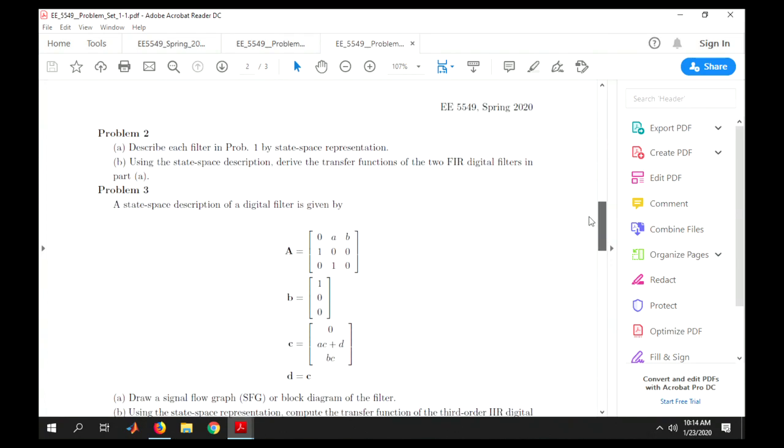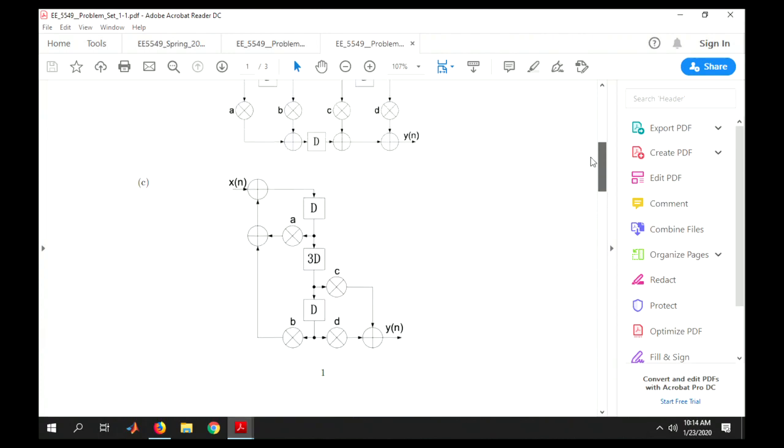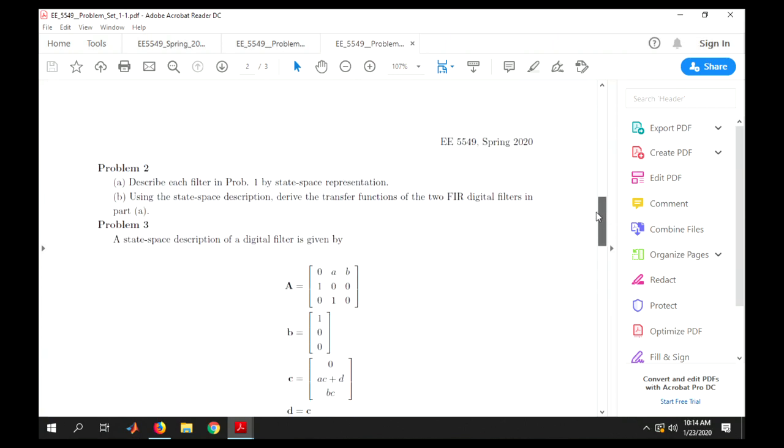So problem 2, describe each filter in problem 1 by state space representation. So here, for example, think of the output here. Put these delays into states, call them x1, x2, x3, x4 and x5, and then the inputs of those will be next states, and then write the state space representation. And I don't want you to do a 5 by 5 inverse.